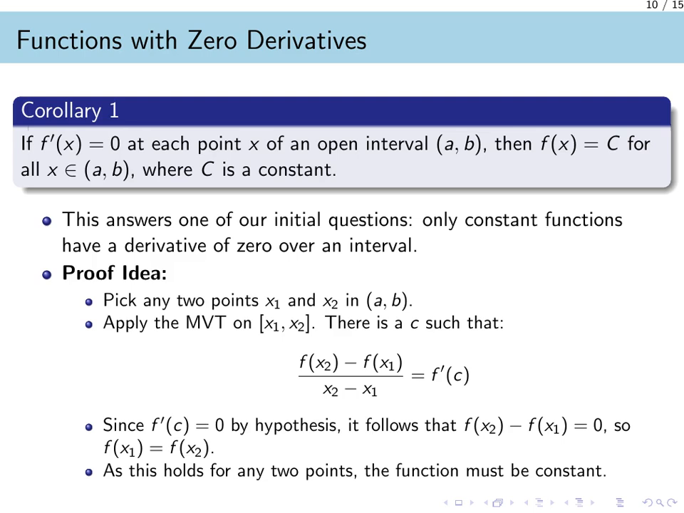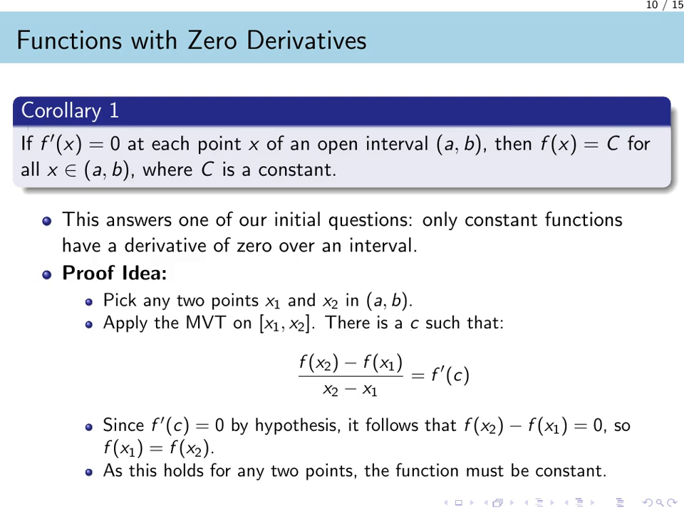Let us explore the first important consequence of the mean value theorem, which shows that only constant functions can have a derivative of 0 over an entire interval. To understand this, imagine picking any 2 points, x1 and x2, within that interval. The mean value theorem guarantees there is some point c between them, where the instantaneous rate of change, f prime of c, equals the average rate of change between our 2 points.